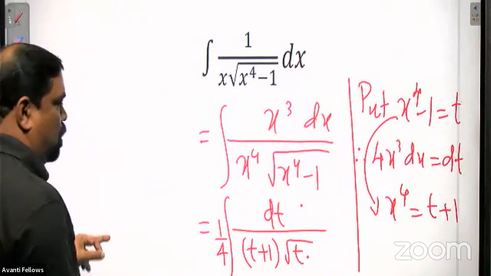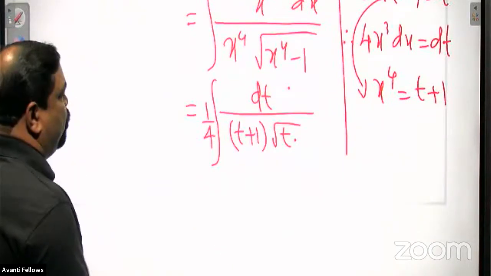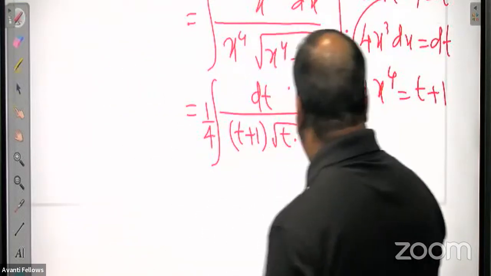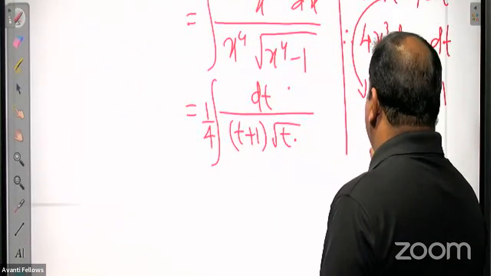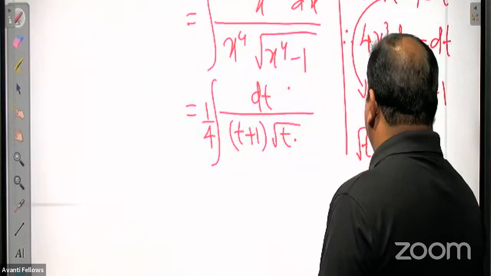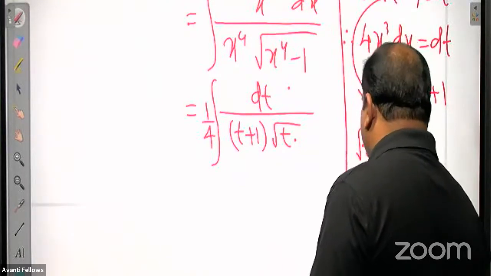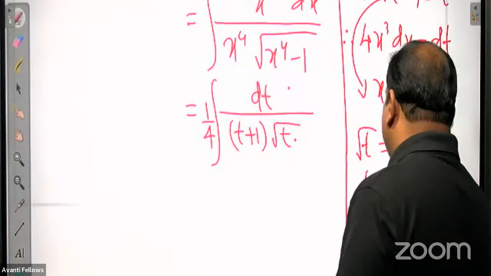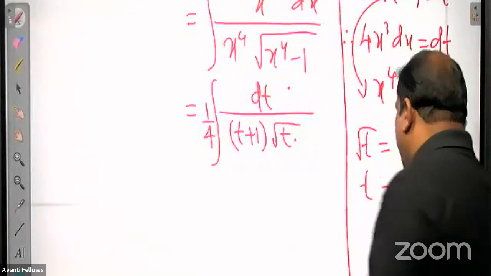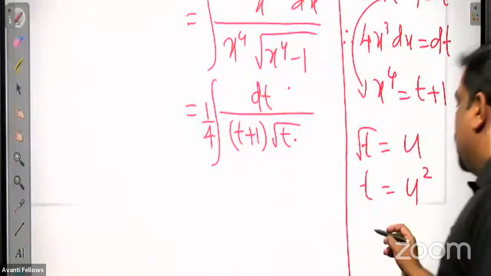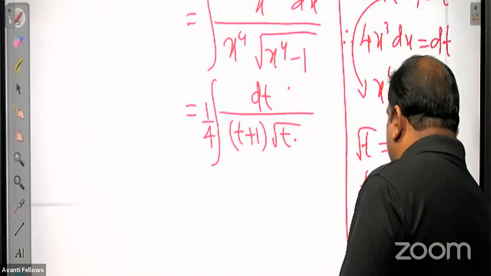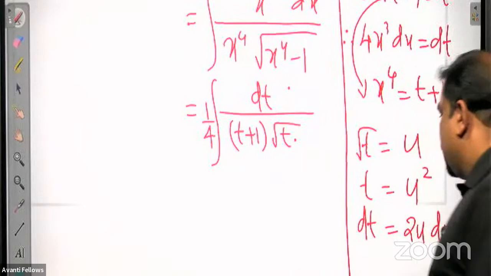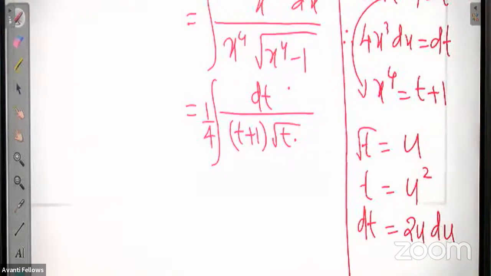For that, what will we do? Again, we will make a substitution. This root t, I will substitute as another variable, a new variable u. Root t is u. Otherwise, we can say that t is equal to u square. Then differentiating, dt is equal to 2u du.